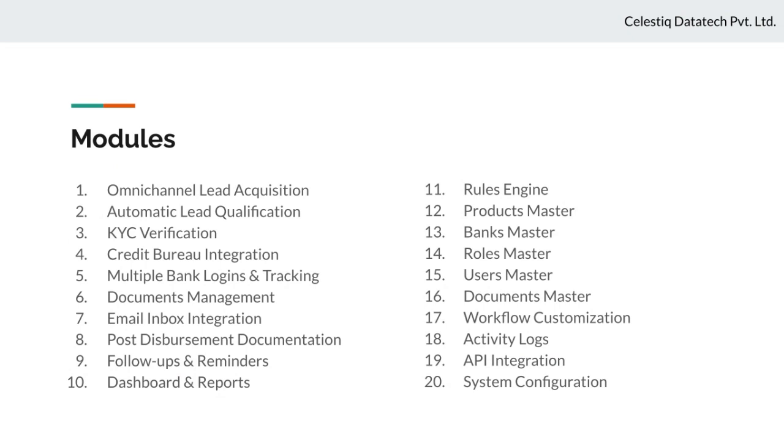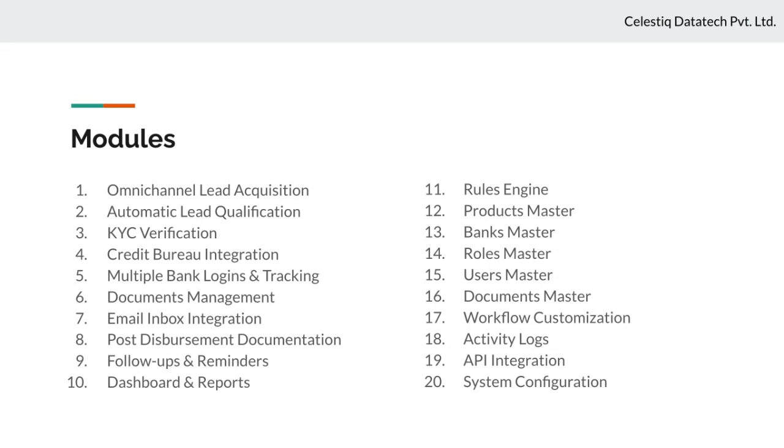In terms of modules, Celestiq LOS has some great core modules. For example, we support omni-channel lead acquisition. We have automatic lead qualification. There's KYC verification, credit bureau integration for fetching credit reports, the CIBIL score. Then we allow multiple bank logins and tracking. This particular feature is useful especially to the loan aggregation individuals or DSAs as we call it.